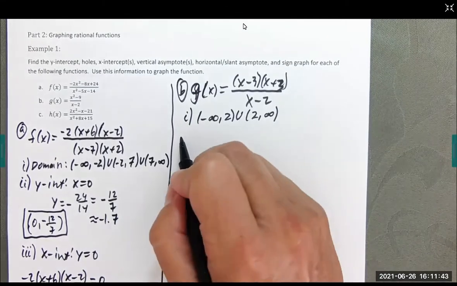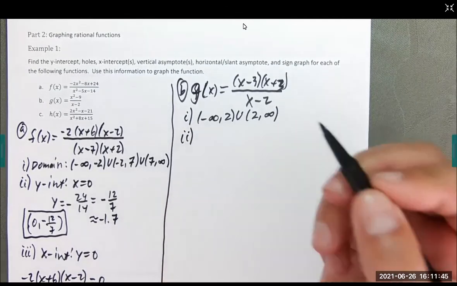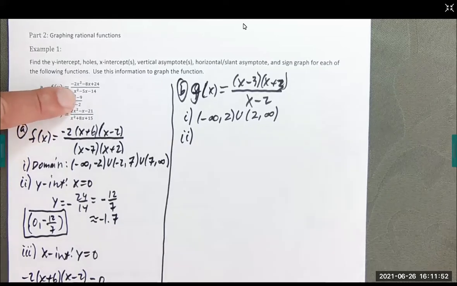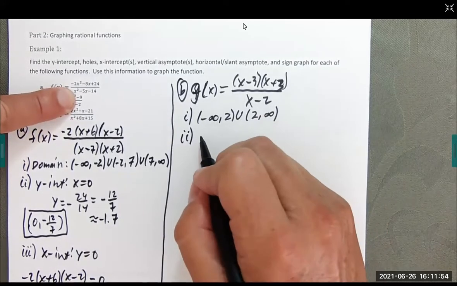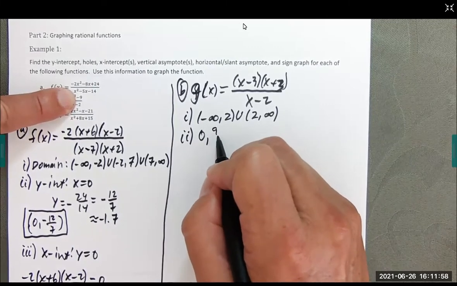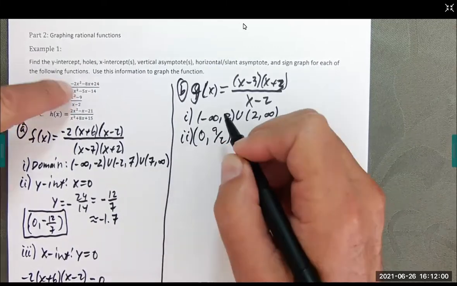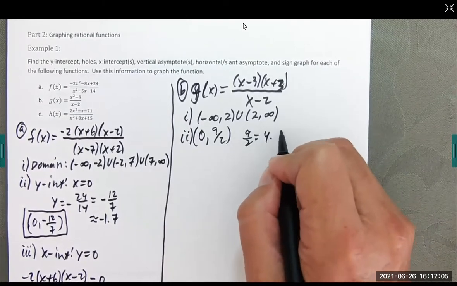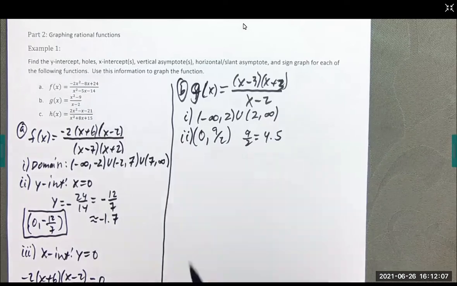Part 2 is the y-intercept. The y-intercept is when x equals 0. We can see right there when x is equal to 0, I get -9 over -2. So this is going to be 0 and then 9/2. And keeping in mind, 9/2 is 4.5, just as a reference when we go to graphing.